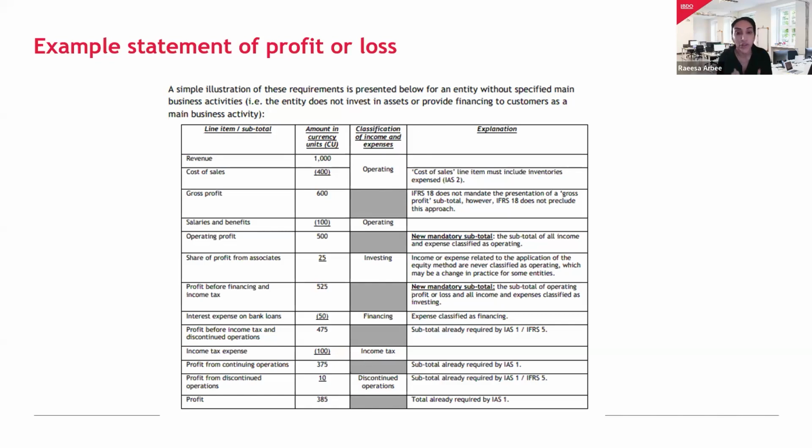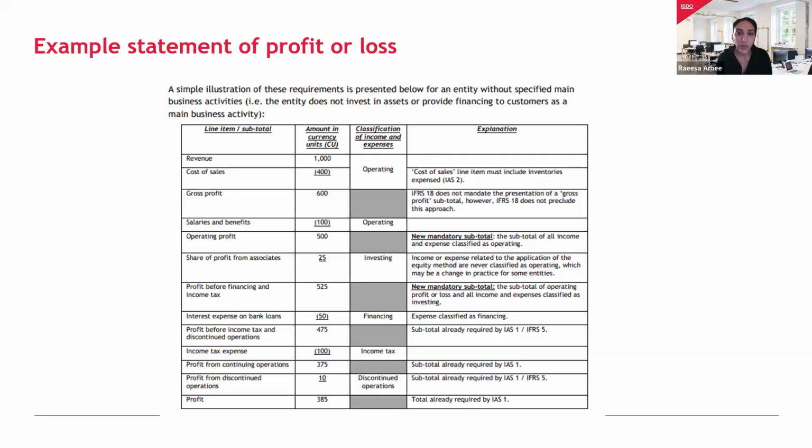I think there's now a lot more prescriptive guidance on where things are going to be shown within your statement of P&L, and hence making these mandatory subtotals, as you can see on the slide, of operating profit and profit before financing and income tax more comparable between entities. So this is a fairly simple example. It doesn't apply to financial services entities. So our banks and insurers would look a little different for them. It doesn't necessarily show all the complexities, but really just gives you a flavor of what it will look like.